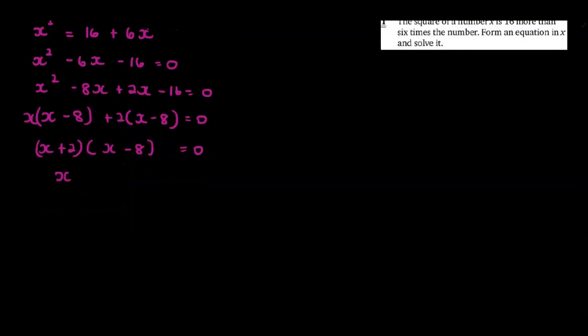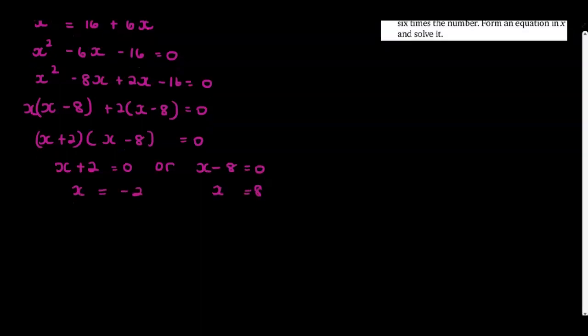So we're going to get either x plus 2 is equal to 0 or x minus 8 is equal to 0. So you're going to get x is equal to negative 2 or x is equal to 8.